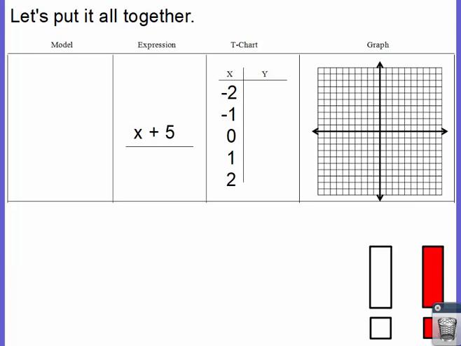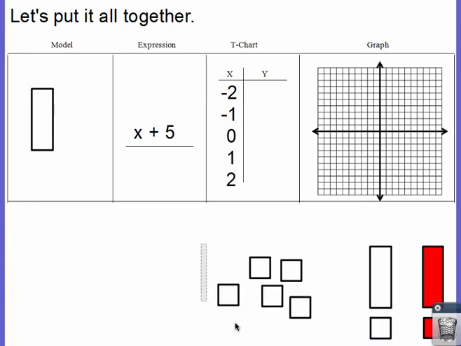Okay, so in this particular example, I've given you the expression. So what I'd like for you to do is model for me that expression, then evaluate that expression in a T-chart, and then graph it so that we can see the 4 representations of the building blocks of algebra. So if we have x plus 5, that means we have 1 long and 5 units.